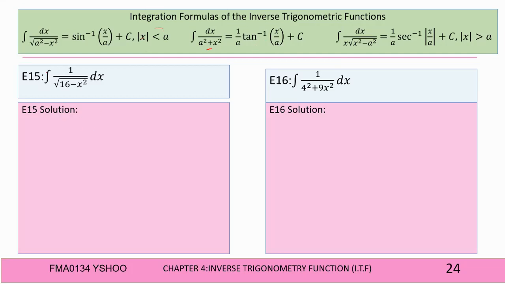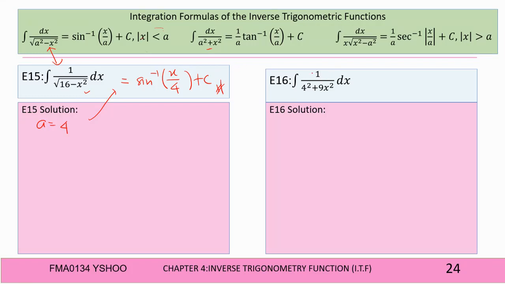So let us look at the first one, example 15. Integrate 1 over the surd, when we have 1 over a surd without x at the side and this is an x square, directly we can notice it is a sine inverse. If you compare these two term by term, now I have a square equals to 16, so my a equals to 4. So I write sine inverse x over 4 plus c.